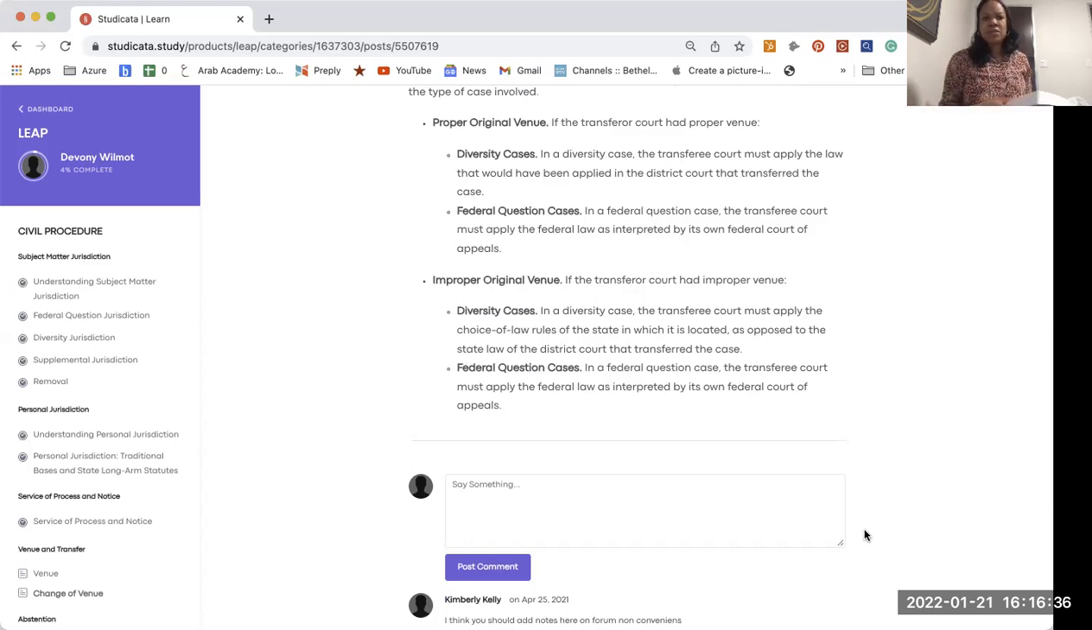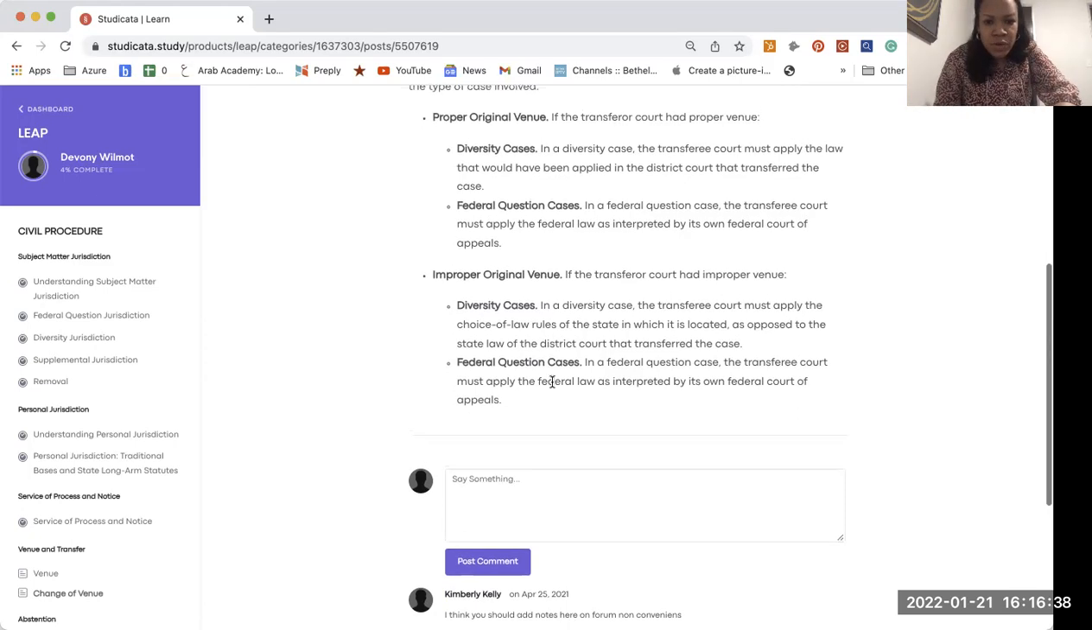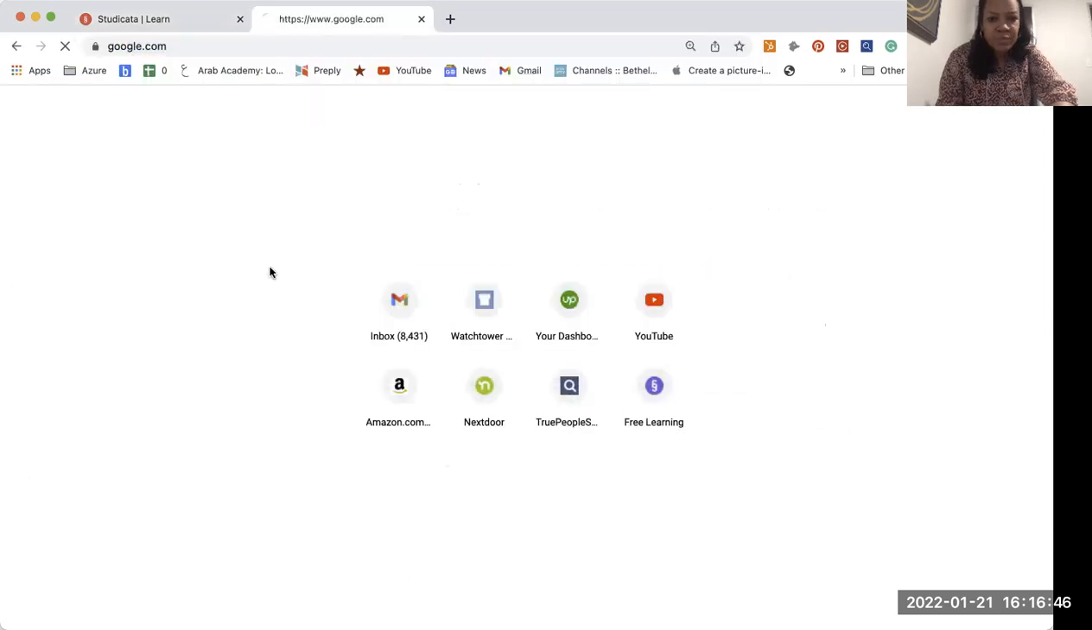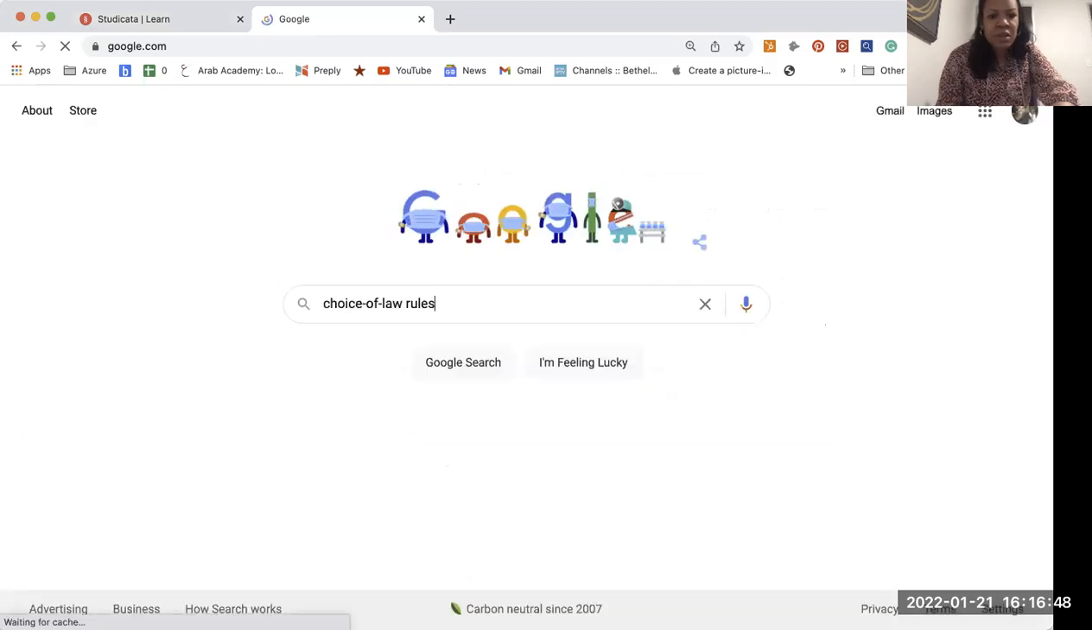I don't know what that means, so let's look it up. The choice of law rules. Let's look at that. All right, let's go to Google. Google is our friend. And let's type in choice of law rules and see what it says.